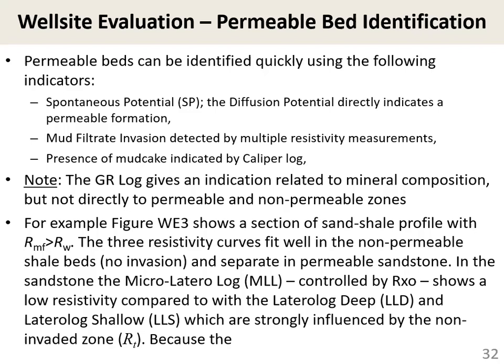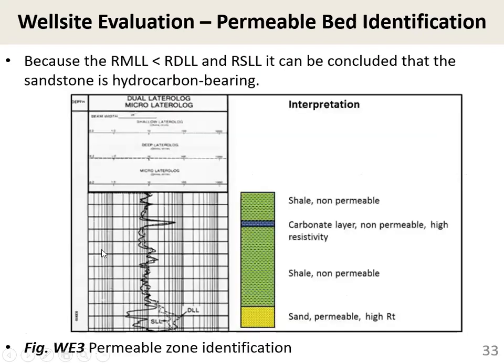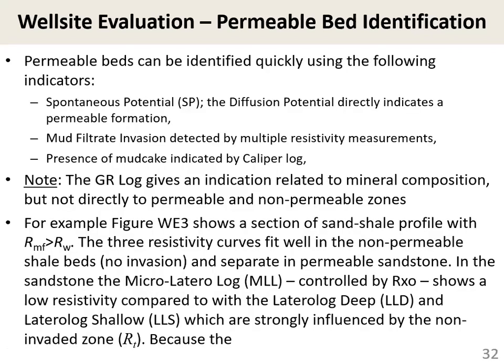So if you look at the profile in W3, that's here, I'll come there. The three resistivity curves fit well in the non-permeable bed. So if you look at it here, from the beginning of this log down to this portion, the three curves tend to overlie each other. In the sandstone, the microlateral log, which is controlled by the flush zone resistivity, shows a low resistivity compared to the deep and the shallow resistivity logs.